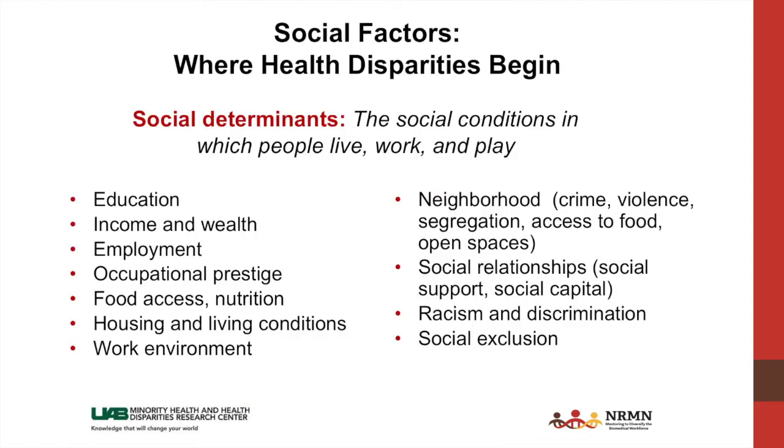Yes. So these social factors, as we mentioned, can impact education, income and wealth, employment, occupation, access to nutritious food, housing and living conditions, the neighborhood, crime and violence, and segregated areas. For example, mothers may not let their children go out and play if the streets are not safe. Also, this can include social relationships, racism, and social exclusion. People tend to live in more secluded communities if these communities are deprived of resources.